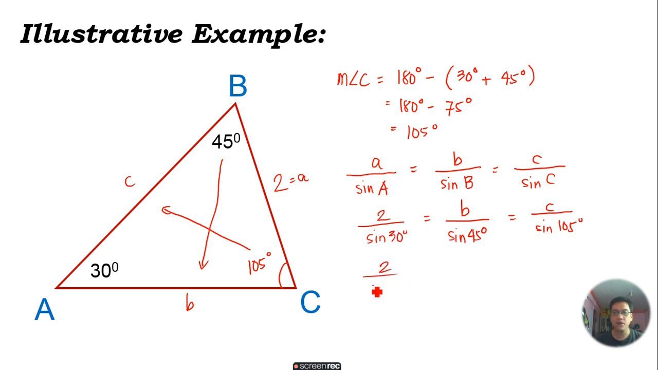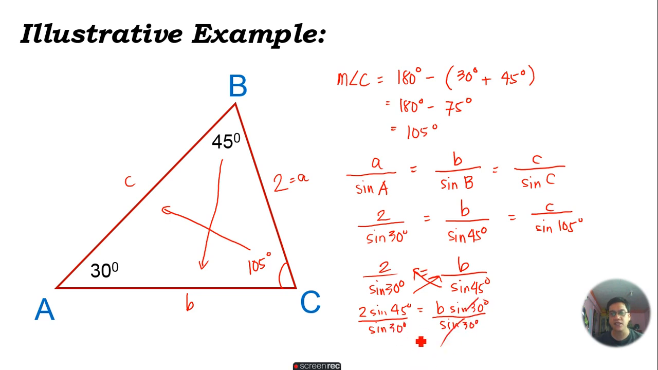So 2 over sine 30 degrees will be equal to B over sine 45 degrees. Let's just cross multiply. So this will become 2 sine 45 degrees equals B sine 30 degrees. But we are only concerned about B, so we divide both sides by sine 30 degrees. Let's just cancel.